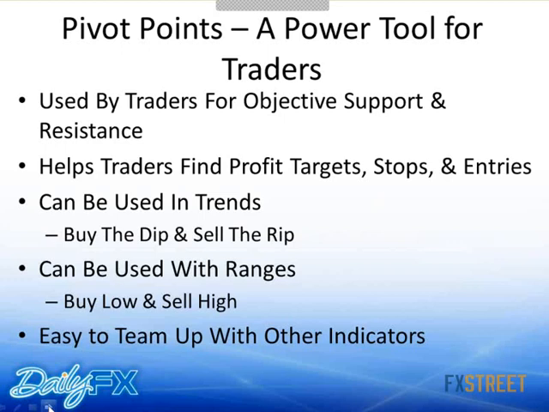Or in a downtrend, we like to sell the rip, which again, we will identify as the pivot or the resistance one level. And so those are things we're going to talk about when trading pivots in the direction of the trend. Ranges, that's to me the ideal buy low, sell high.